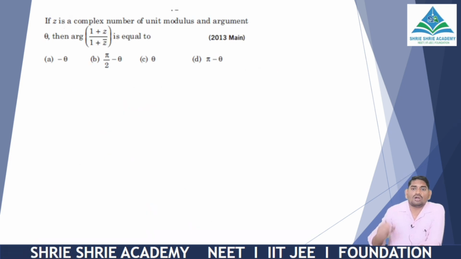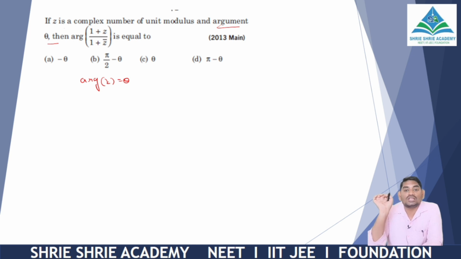If Z is a complex number of unit modulus and argument theta, which means the argument of Z is equal to theta, then what is the value of the argument of 1 plus Z upon 1 plus conjugate of Z? So what is the given condition here? Z is a complex number of unit modulus. What is the meaning of unit modulus? Magnitude of Z is equal to 1.